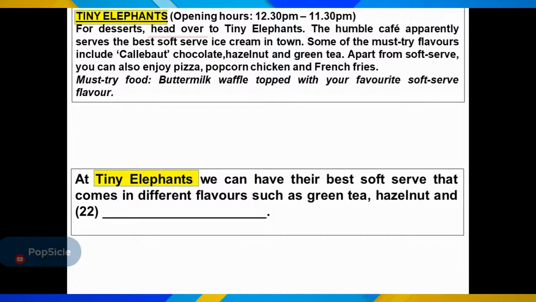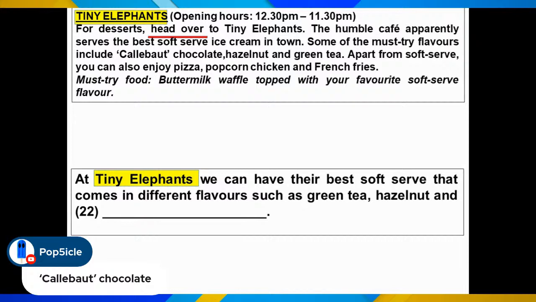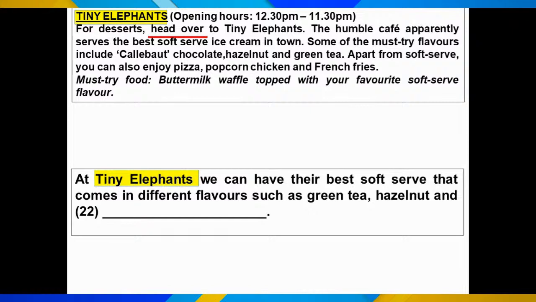Okay. Calabot chocolate is the name of the chocolate. So don't worry, it's the name of the type of chocolate. The name of the chocolate is calabot. That's why you see the inverted comma there. It's a proper noun there. Alright, okay. Next. You know what is head over? Head over to tiny elephant. What is that? Nak pergi, nak makan makanan manis, pergi. So the word head over means pergi.